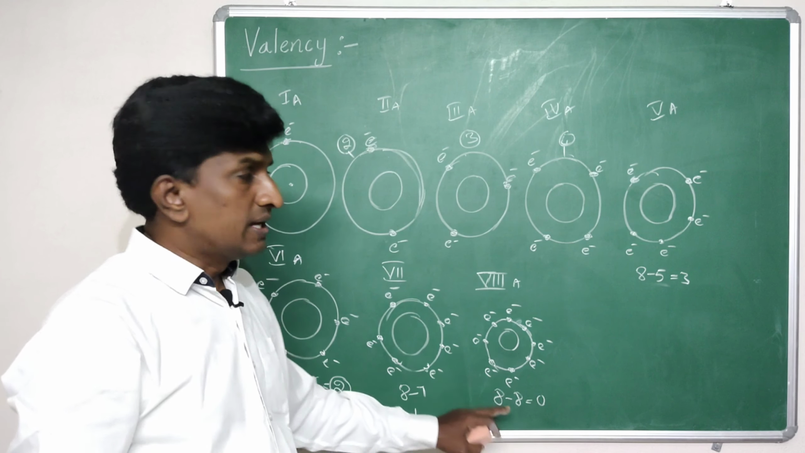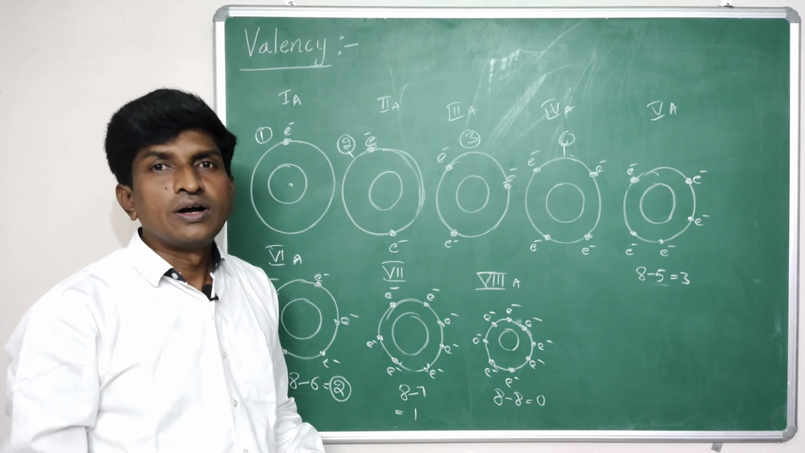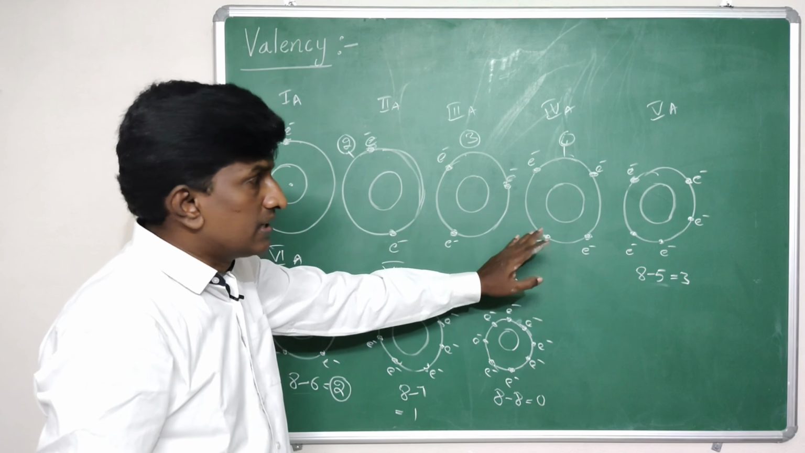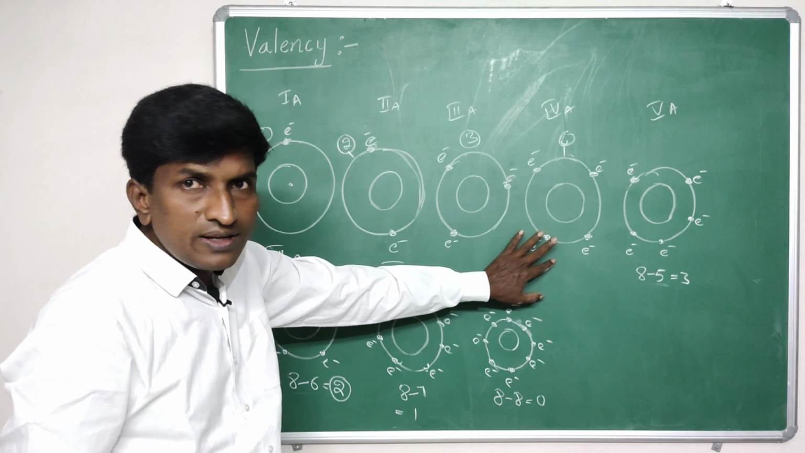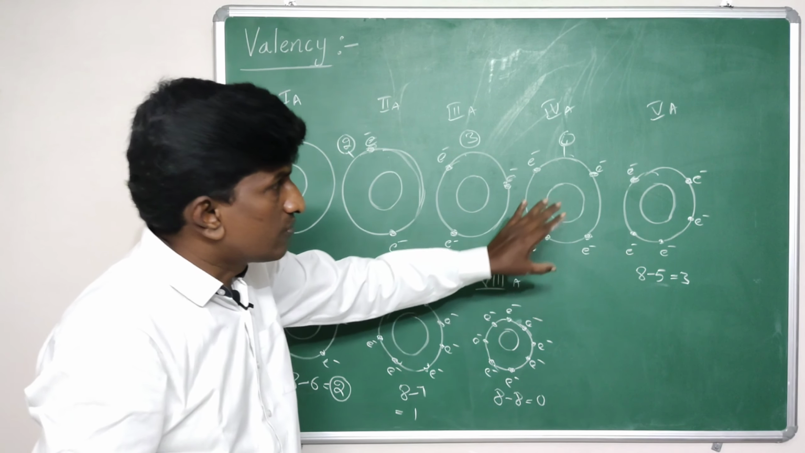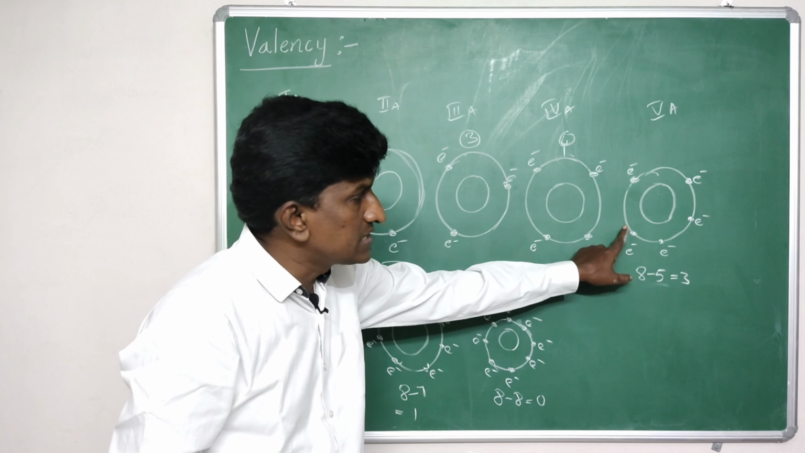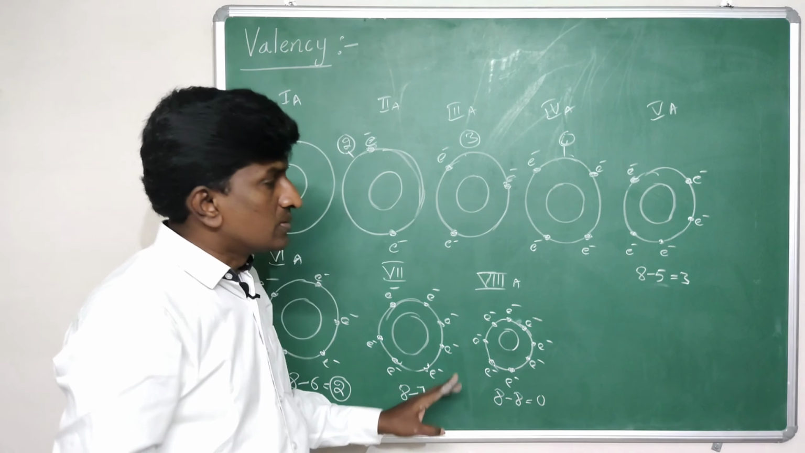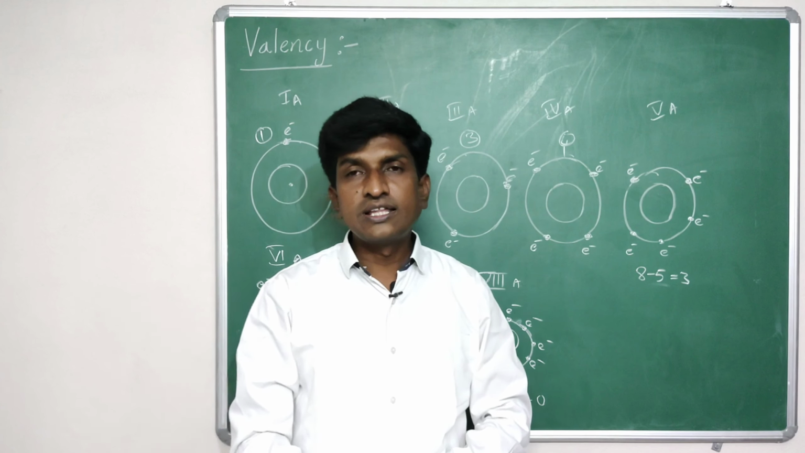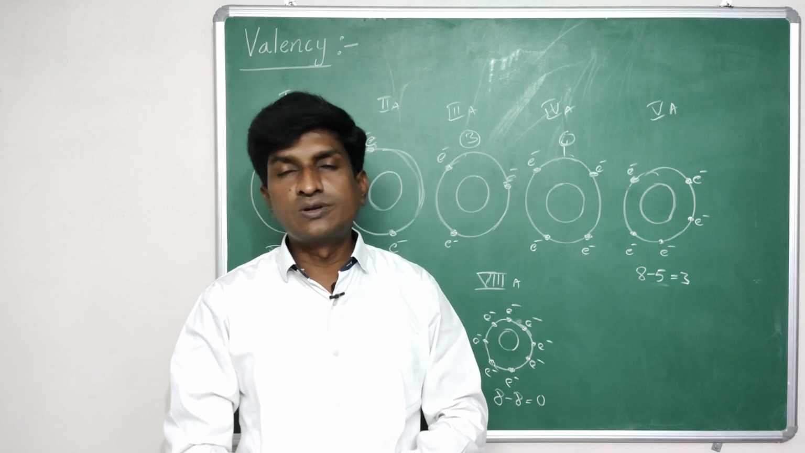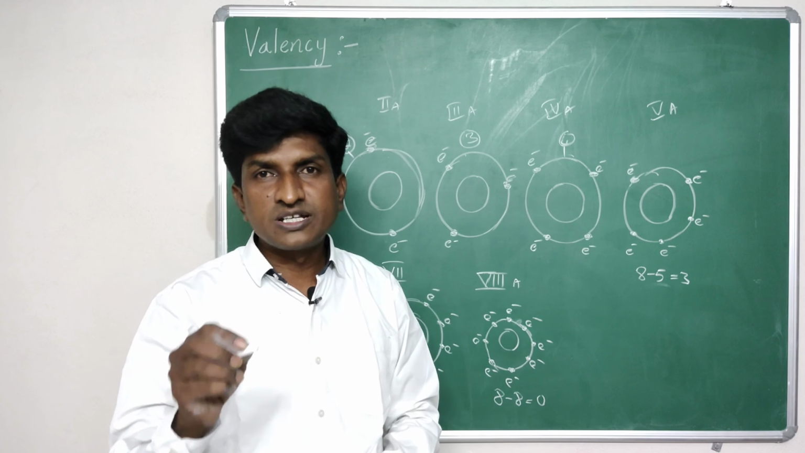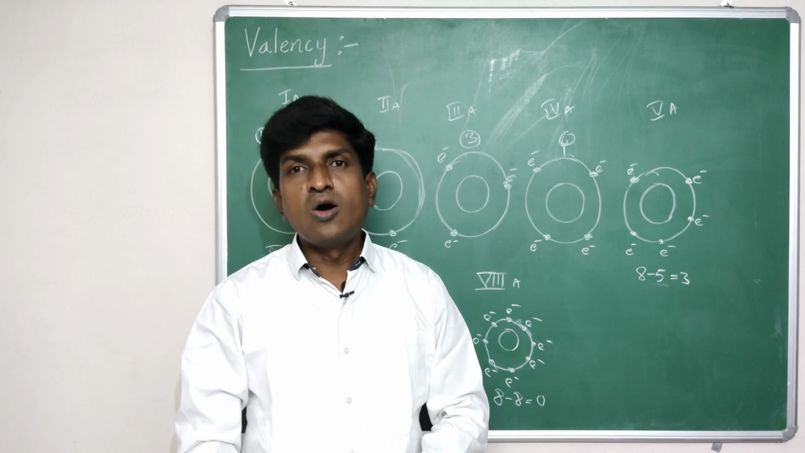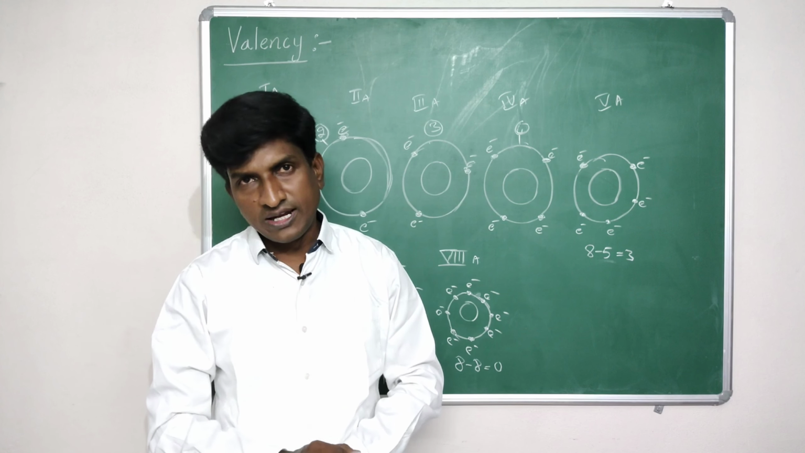In this way, for the valency of elements in a period, up to the 4th group elements, the group number itself is their valency. From the 5th group to the 8th group, the valency is equal to 8 minus group number. Okay. So in this way, we can consider the valency of an element to be equal to the outermost electrons present in an element. This valency represents how an element participates in chemical reactions.